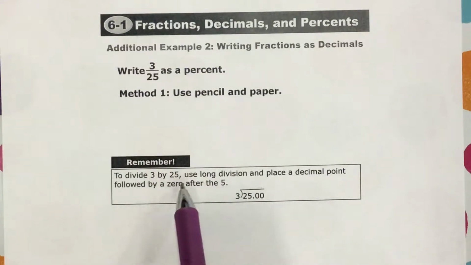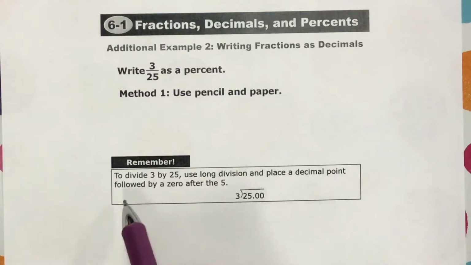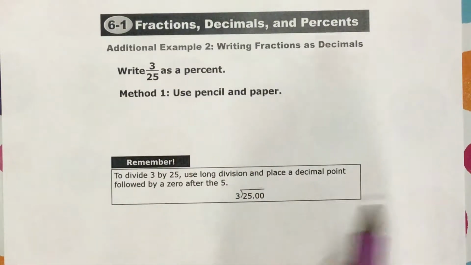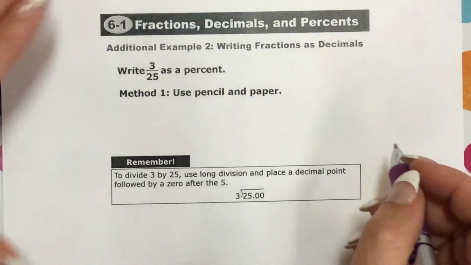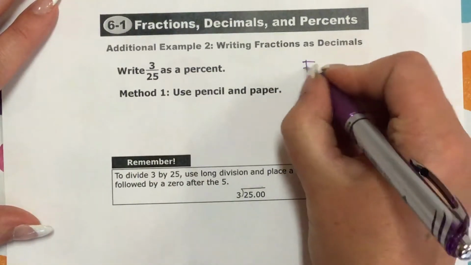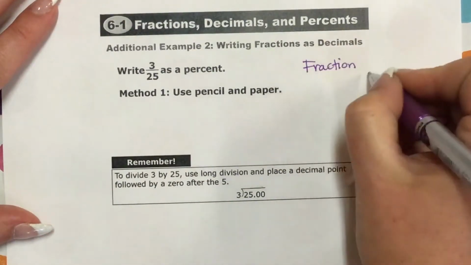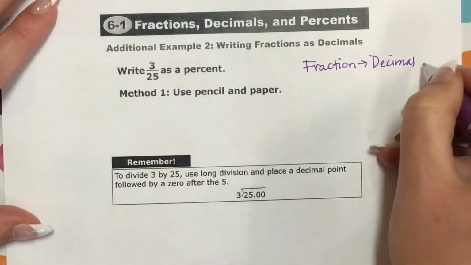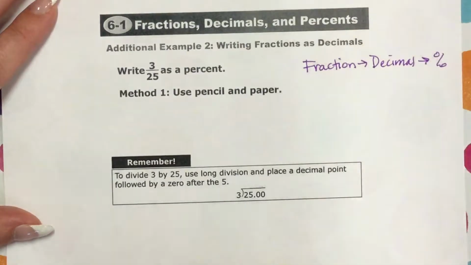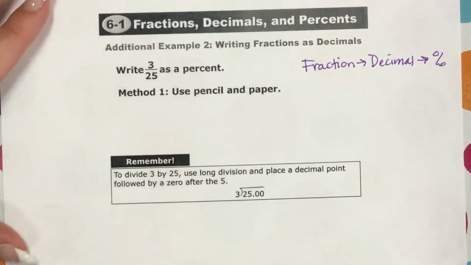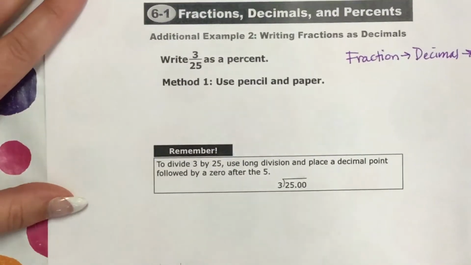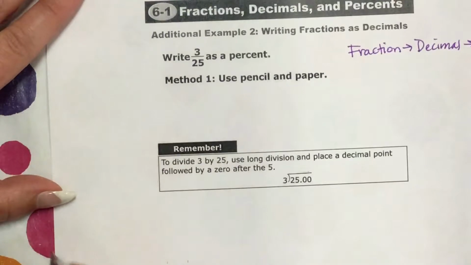So to divide 3 by 25, use long division and place a decimal point followed by a 0 after the 5. So that's what we're going to do. We're just going to use our long division here, and we're going to take the fraction. We're going to convert it to a decimal, and once we have a decimal, then we're going to convert it to a percentage. Okay? So let's go ahead and do the long division. I'm going to do it over here. So 3 divided by 25.